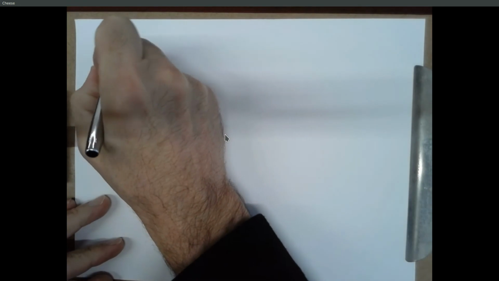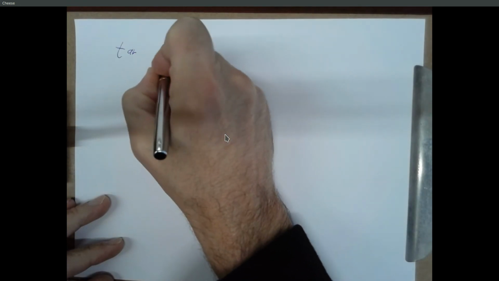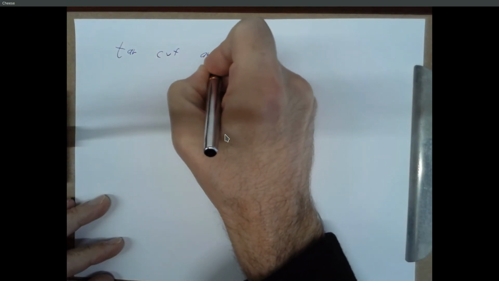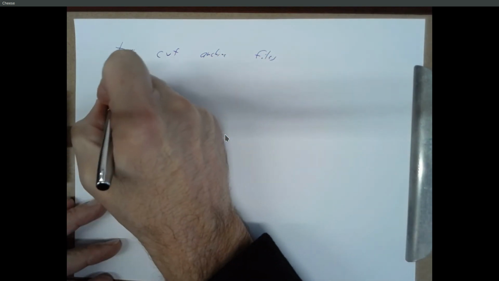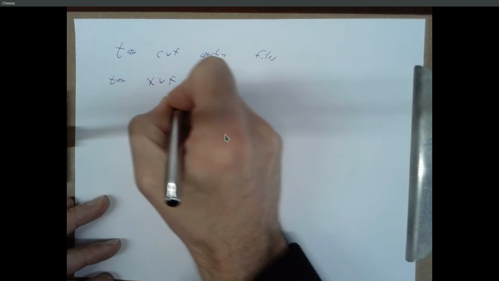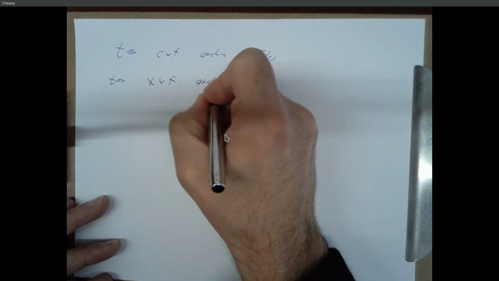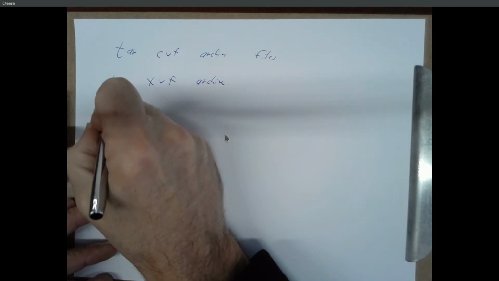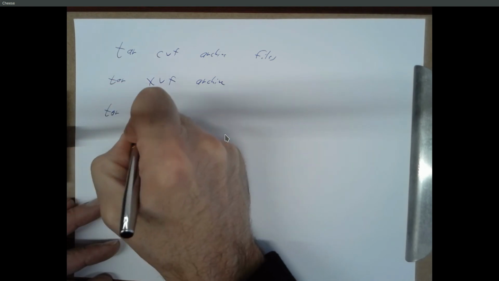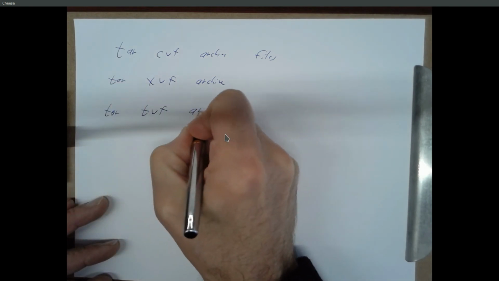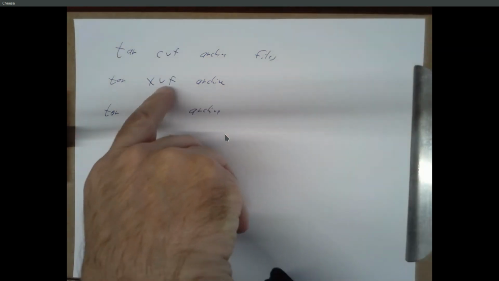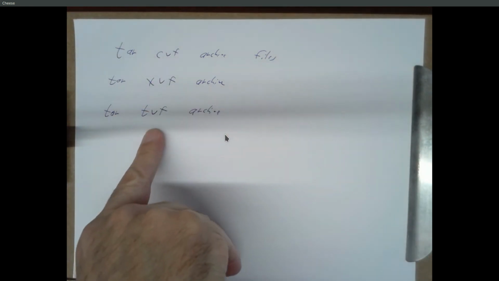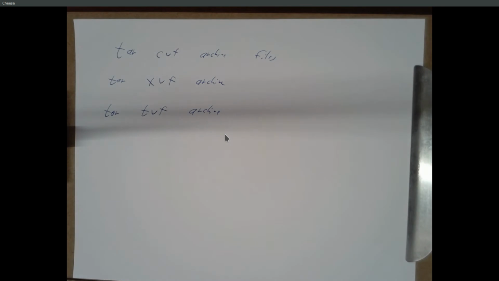But there's only really 3 tar commands I teach people in here. tar cvf archive files, tar xvf archive, and tar tvf archive. So make an archive, pull things out of an archive, or look at the contents of an archive.